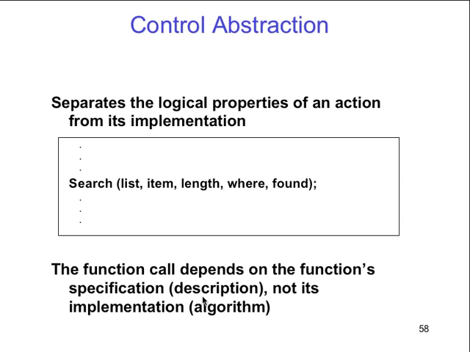For example, the implementation of a search. Do we really need to know what the search does? Or we're just going to say find this, find that. That's a control abstraction, because what is search? What is find?